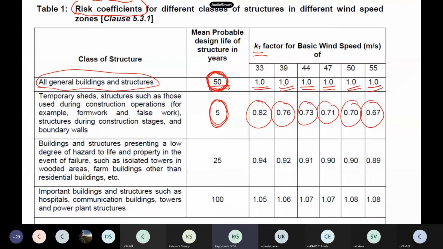Now, if it is a low degree of hazard, isolated towers or something, the probable design life is only 25 years itself, and these are the risk coefficients. Now, important buildings, hospitals, towers and others, the lifetime is 100 years, the return period we take. So now what is the K1 factor here? Is it high or low? Now see what is happening here. The numbers are high or low?